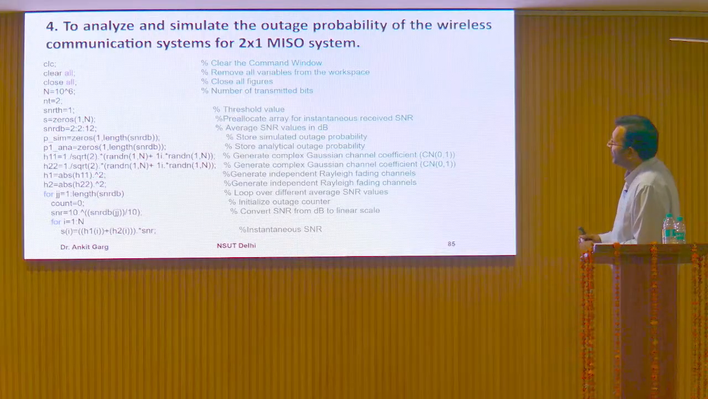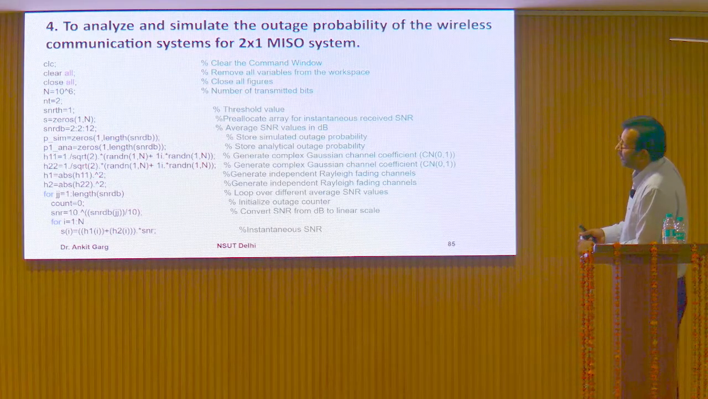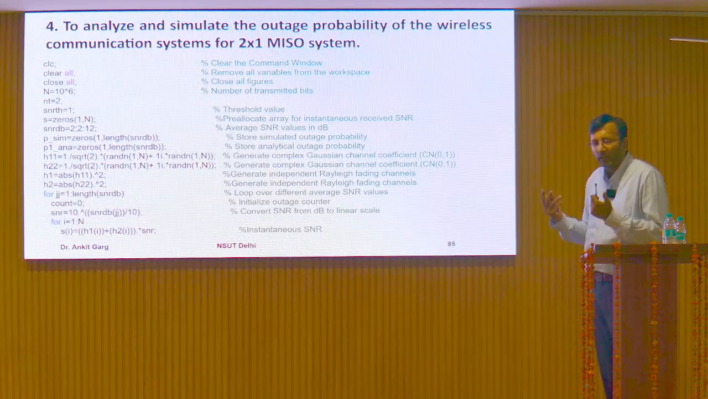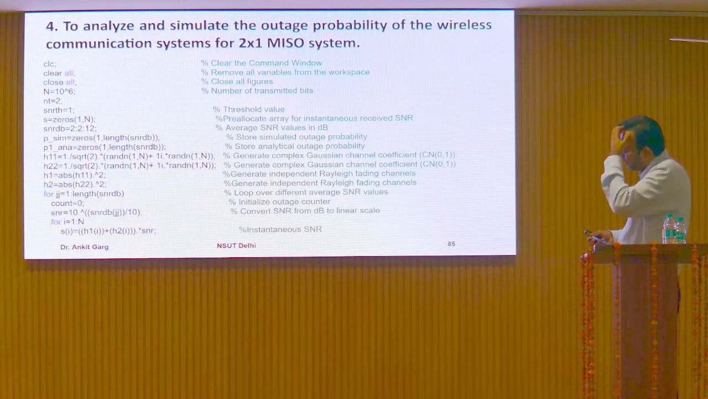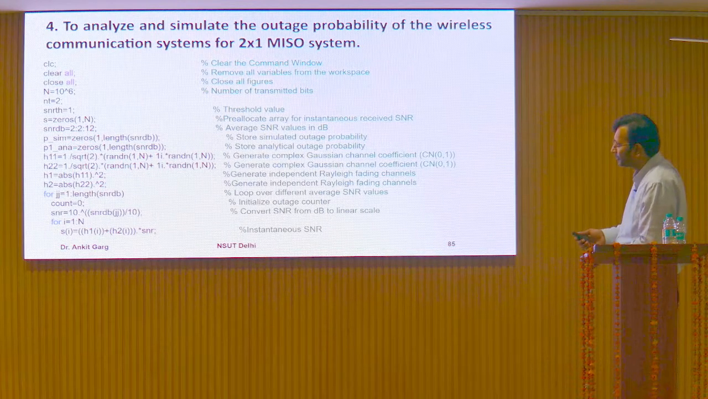So here we considered a 2x1 scenario. Start with the threshold SNR. I have selected it as 1. You can select it as 2 as well. Fine. Then again defining the SNR in dB. Then the empty arrays to store the values. Then H1 and H2, then the absolute values of H1 and H2 for the beamforming scenario we have considered.